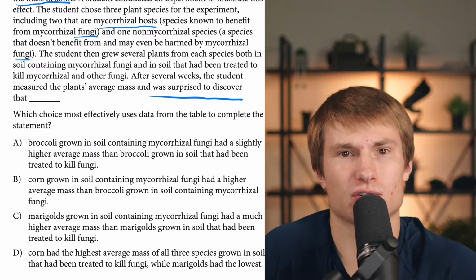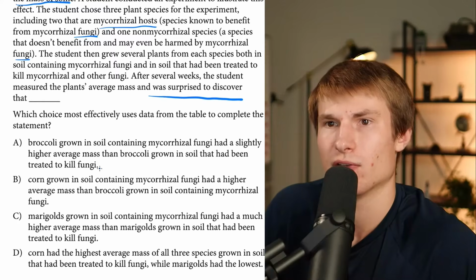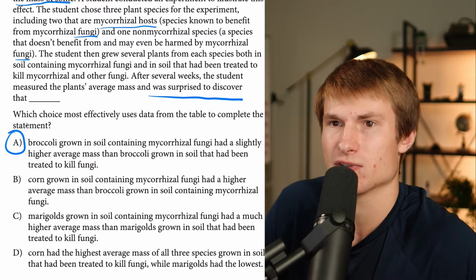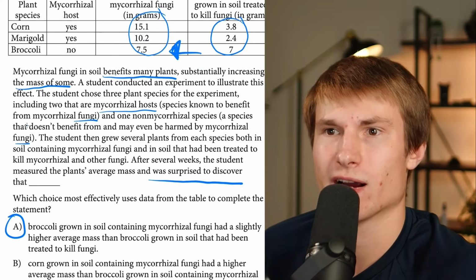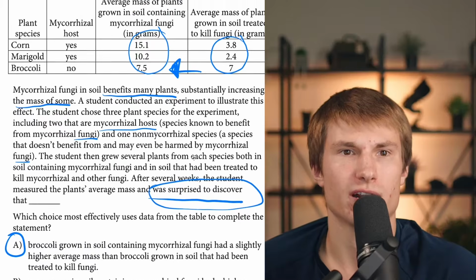We have broccoli grown in soil containing mycorrhizal fungi had a slightly higher average mass than broccoli grown in soil that had been treated to kill fungi. A would have to be our answer there because it's the only one that is surprising our expectations. The key part here is was surprised to discover by. So our answer would have to be A.